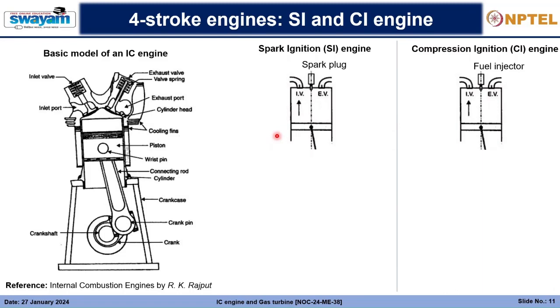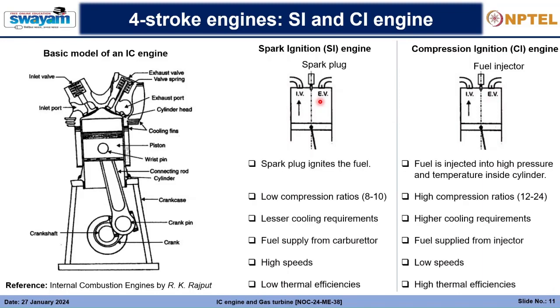And there's one more thing to note: in the spark ignition, the air and fuel are mixed in a carburetor in the required amount, and then the mixture is sent into this chamber. So this is the basic difference. The spark plug is used to ignite the fuel, whereas the fuel is ignited at a high pressure and temperature inside the cylinder. The compression ratio, we will talk about this. Compression ratio basically signifies how much it should compress this mixture.